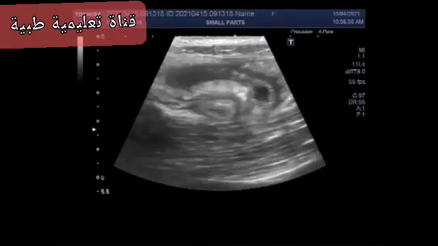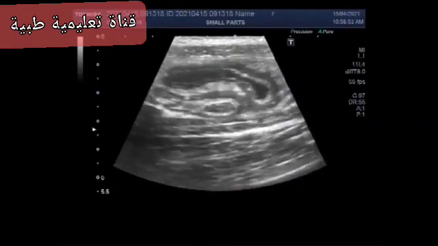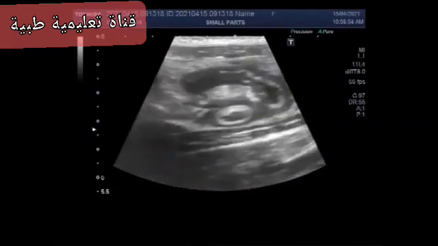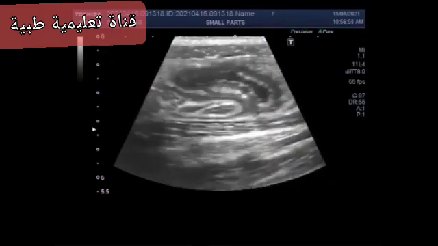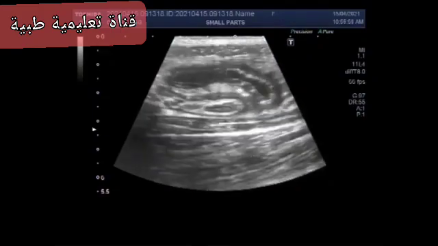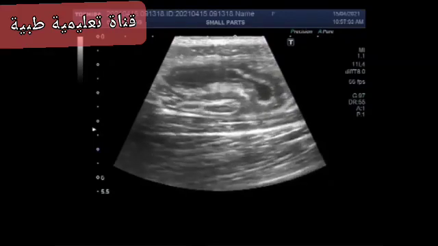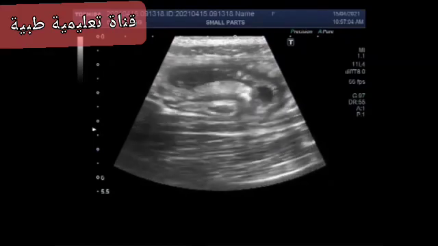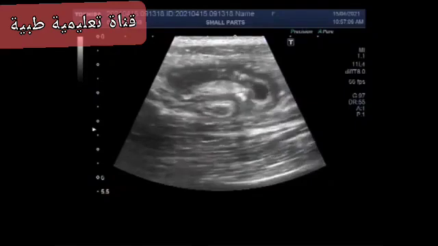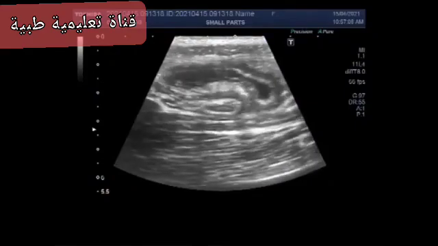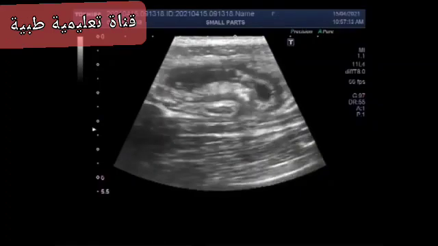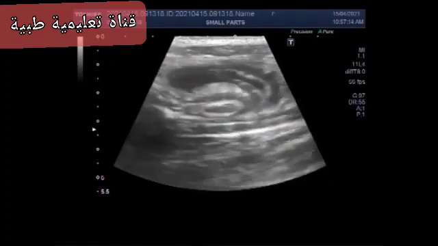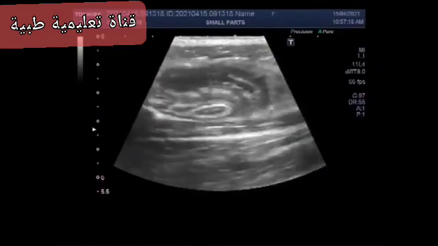Inflammation may occur when the appendix becomes infected or blocked with stool, foreign objects, or a tumor. Tumor is very rare, of course. Now you can see the whole length of the inflamed appendix. Appendicitis is a condition in which the appendix becomes inflamed, swollen, or infected, causing pain in the right lower side of the lower abdomen.